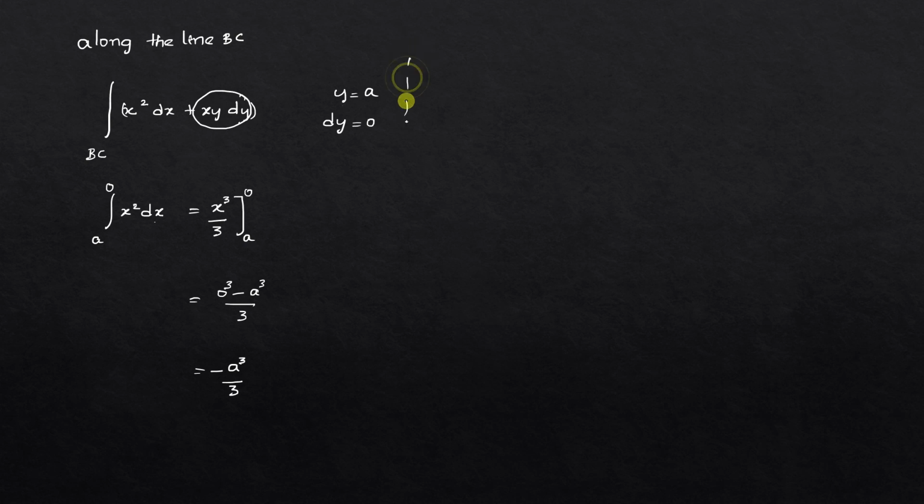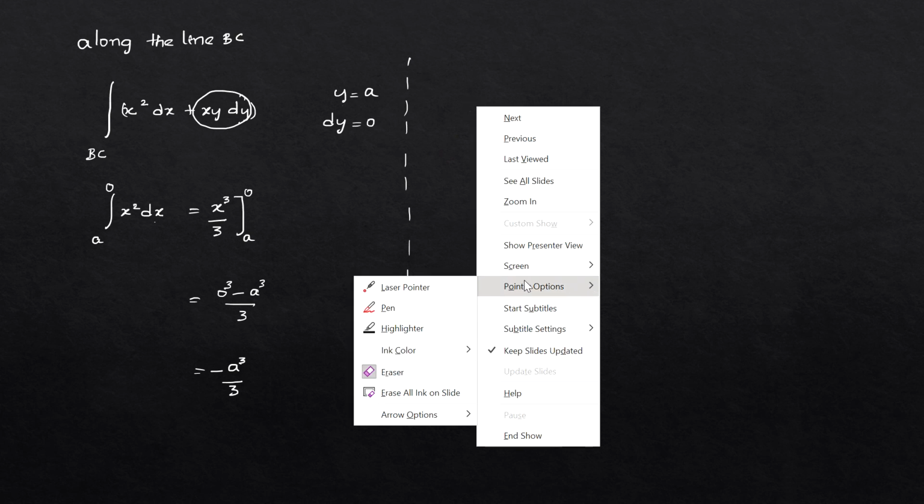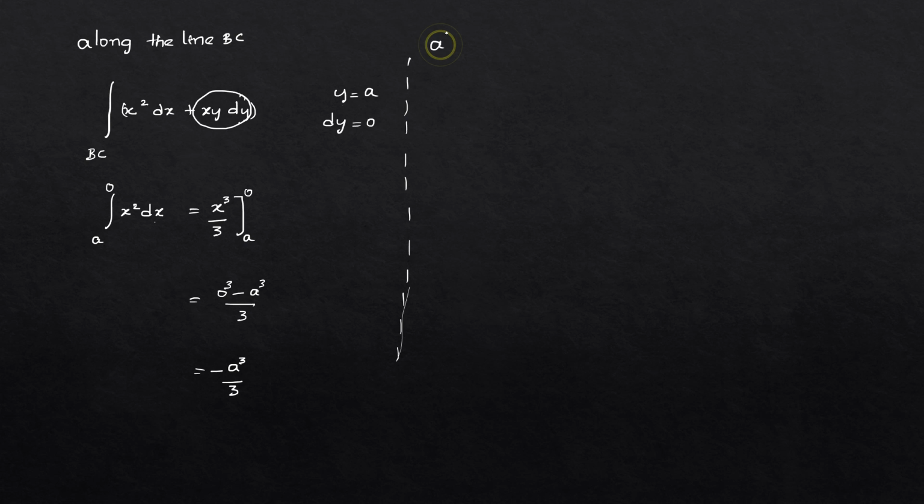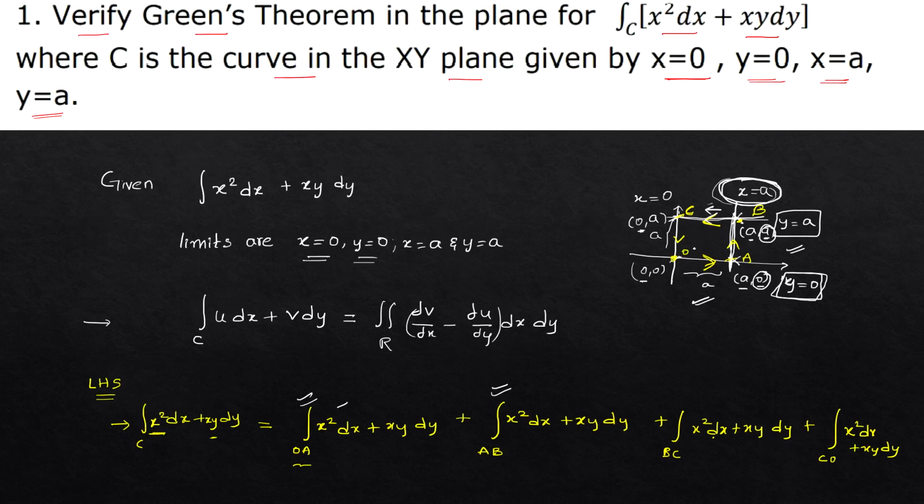Now in the same fashion, we have to complete the only remaining part. I'm sorry, once again there is some technical error this time. Let me erase this. Now we have to find the remaining part, that means the integral of x square dx plus xy dy along the line CO.